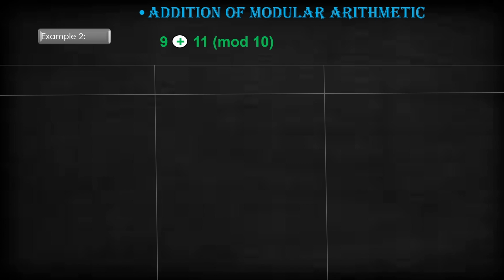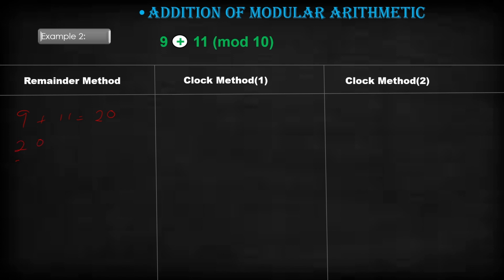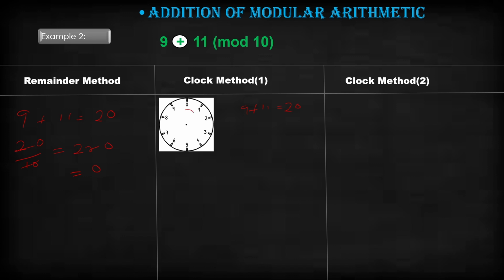Example 2: 9 modular addition 11 mod 10. For the remainder method, we have 9 plus 11, which is 20, and then we divide by our mode, which is 10, and we have 2 remainder 0. So our answer is 0. For clock method 1, we have 9 plus 11, which is 20, and then 20 is going to go around the clock twice, 10, 20, and we stop at 0. So our answer is 0.